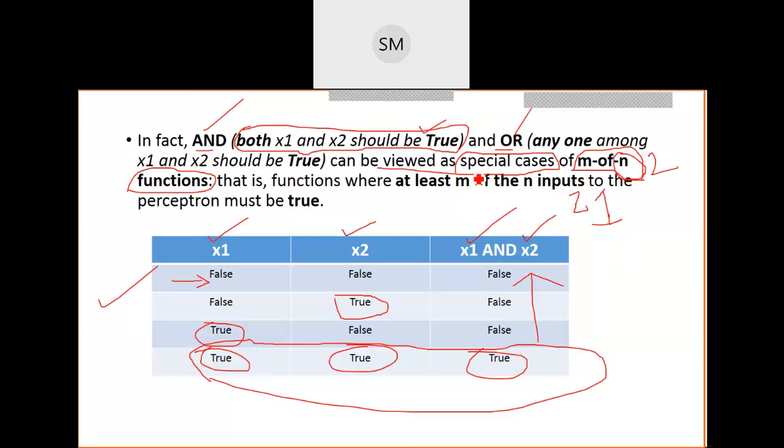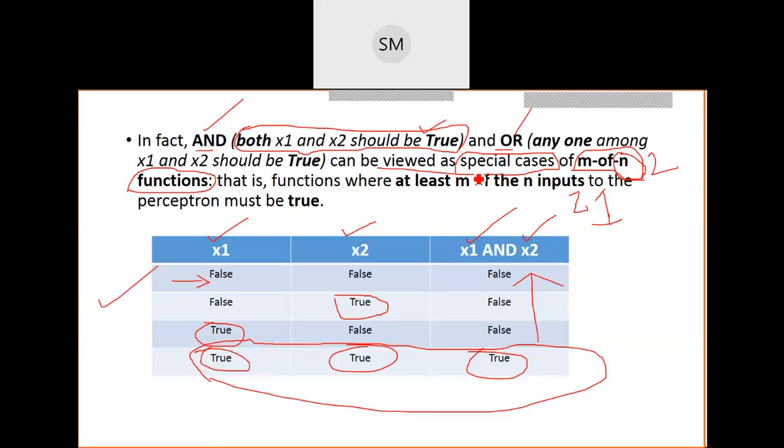M of N function means what? What is this N and what is this M? N is the number of inputs. Out of these N inputs, how many inputs should be true? So here in the AND case, both inputs should be true. In OR, any one input can be true. Because of such nature of these functions, we call these AND, OR Boolean functions M of N functions.